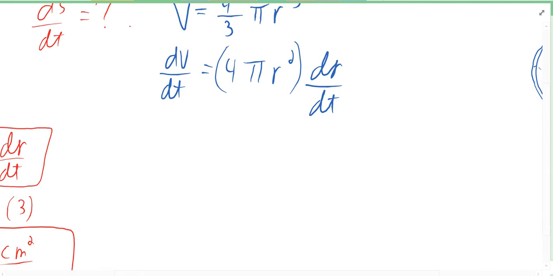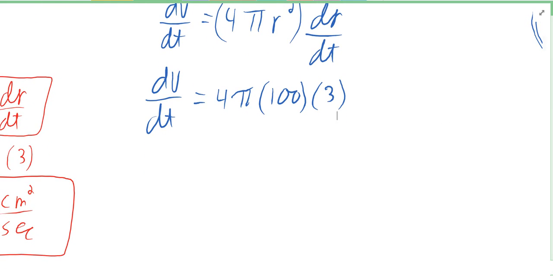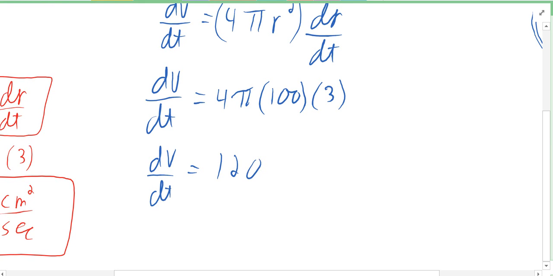If we want dv/dt, now we're just plugging everything in. So here, AJ, this is easy. You're just a calculus superstar. r is 10, right? So r squared is 100, and dr/dt is 3. So what's this? 1200? Yeah. So dv/dt is 1200 pi, but that's in cubic centimeters per second.